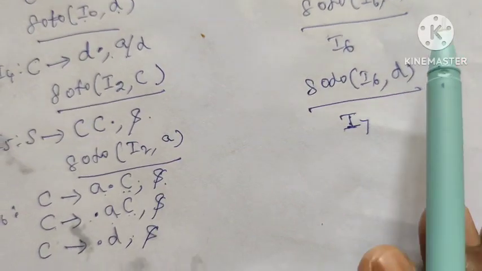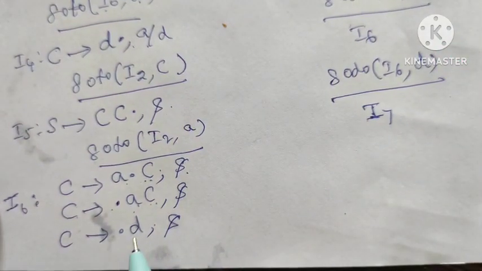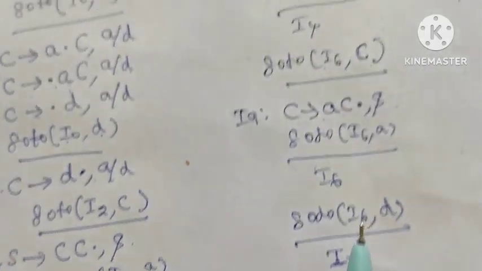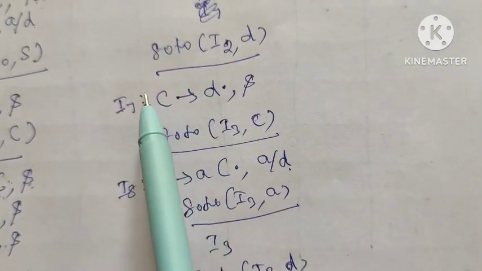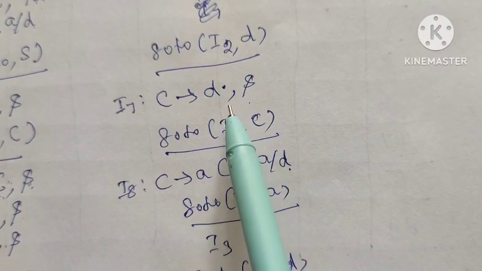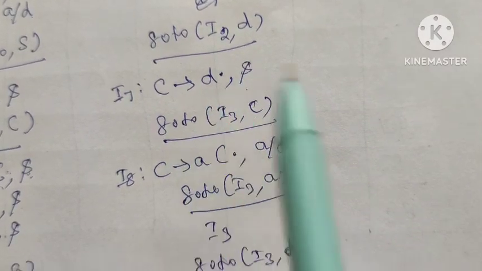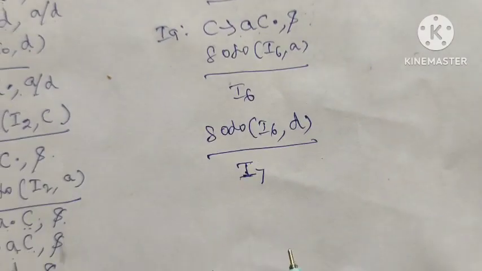Now we will come to Goto(I6, D). It will introduce C → D dot, $. C → D dot, $ is already available in I7. So Goto(I6, D) produces I7.